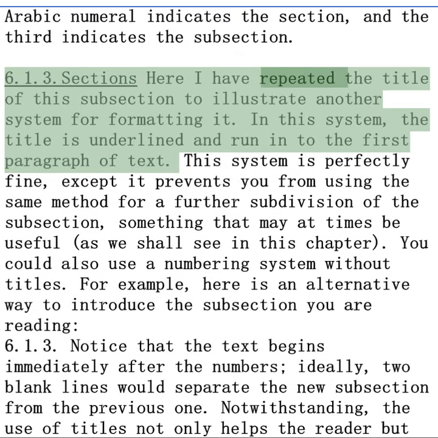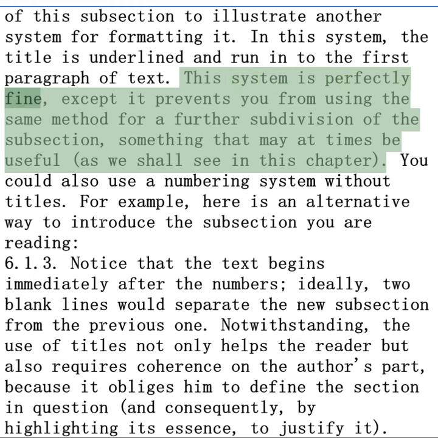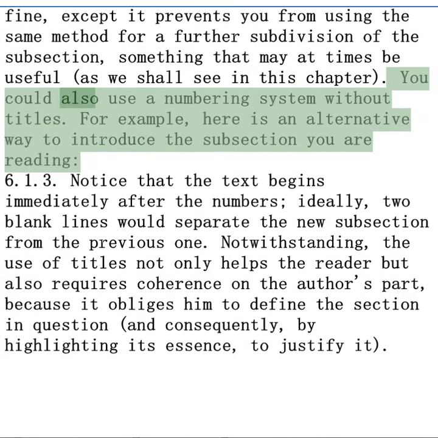6.1.3 Sections. Here I have repeated the title of this subsection to illustrate another system for formatting it. In this system, the title is underlined and run into the first paragraph of text. This system is perfectly fine, except it prevents you from using the same method for a further subdivision of the subsection, something that may at times be useful. You could also use a numbering system without titles. For example, here is an alternative way to introduce the subsection you are reading.